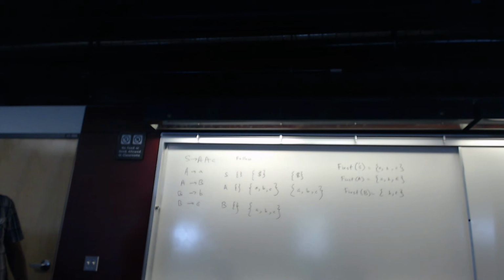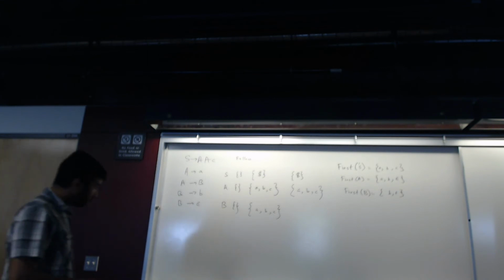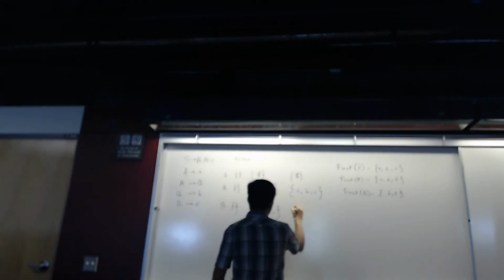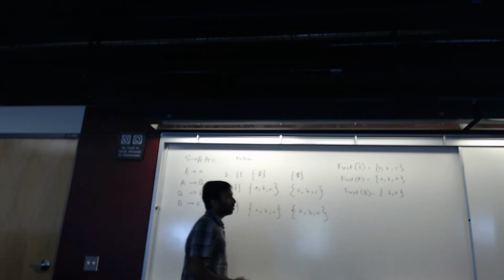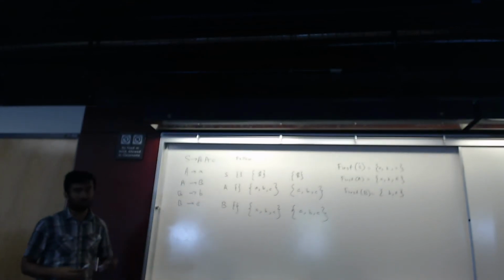Does B change? Again, B can only change by adding end of file. So end of file can be added either by rule 1 or rule 2. Rule 1 does not apply. Rule 2 kind of applies when we take A to B. But since the follow of A does not have end of file, you don't really add end of file to B. So B also does not change. So B is A, B, C again. So we are done with follow set because nothing changed.